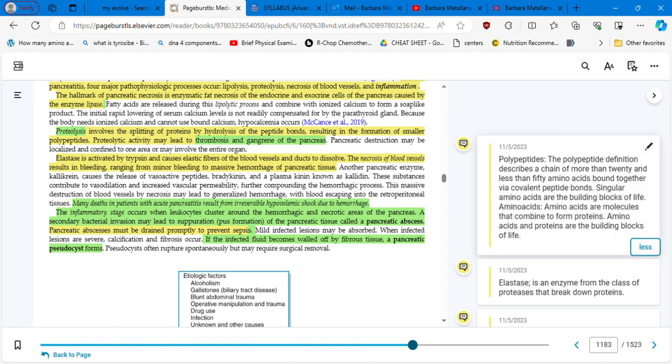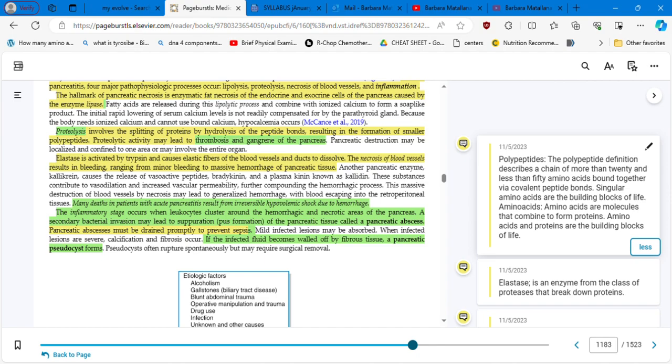I don't understand what you are talking about. So first of all, proteolysis involves the splitting of proteins, meaning that the proteins are cut into small pieces. And how does this happen? By hydrolysis of the peptide bonds. Let's think about the peptide bonds like glue. They are going to hydrolyze, meaning that they are going to break down the water component in that glue that keeps the protein together. So this is going to result in the formation of a smaller polypeptide.